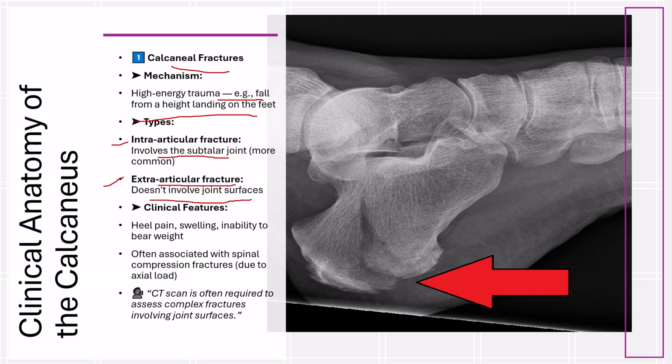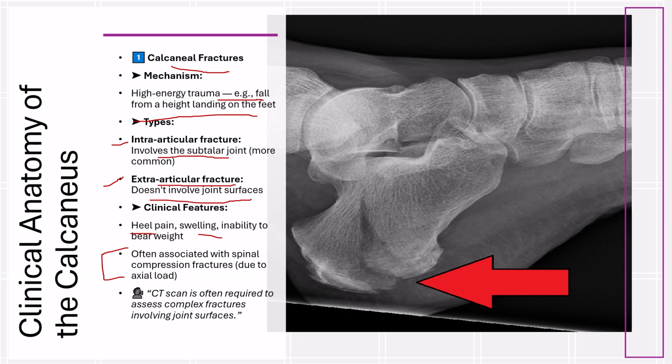Whenever there is a calcaneal fracture, there is heel pain, swelling, and inability to bear weight, and it's often associated with spinal compression fractures due to axial load. So why are we saying that it is often associated with compression fractures from axial loads?